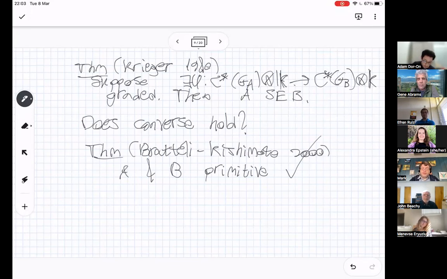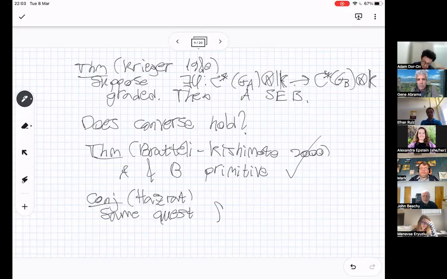However, from the purely algebraic perspective, this is a conjecture of Hazrat. So, same question for the Leavitt path algebras.